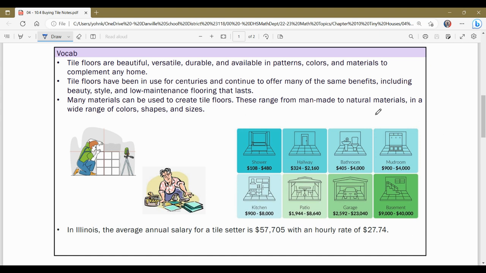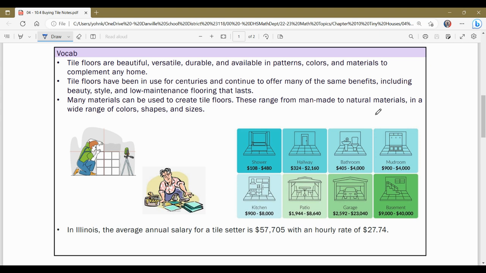I put some average costs of tiling different rooms. A shower is the low end at anywhere from $108 to $480. If you tile your basement, you could be looking at $9,000 to $40,000. So it can be pretty expensive to tile. It also depends on whatever kind of tile you're using, how much of it, things like that.